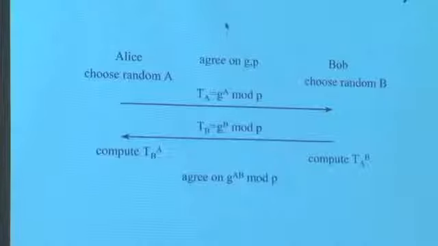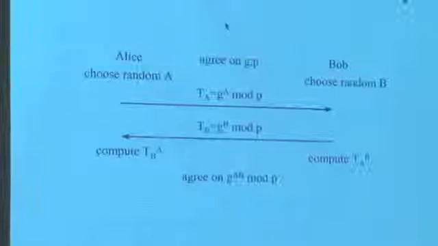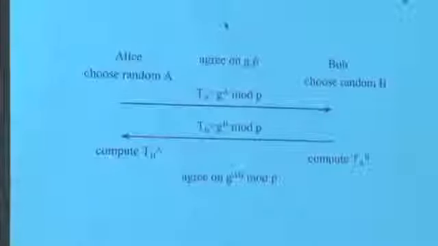And Bob, meanwhile, gets the exact same result. So it's done in the opposite order, but the product ultimately is the same of those exponents. So at this point in the story, Alice has a secret number A that she did not send across the wire. Bob has a secret number B that he did not send across the wire, but both of them magically have this big number, g to the a times b mod p.